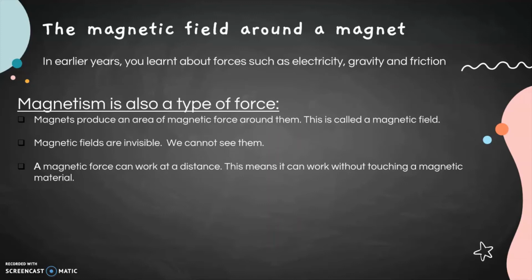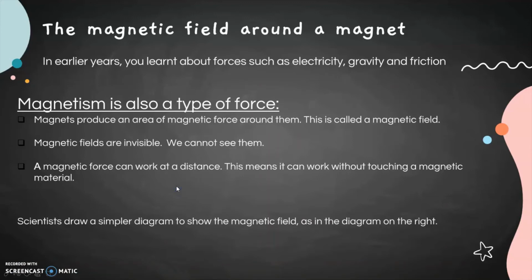Magnetic fields are invisible. We cannot see them. A magnetic force can work at a distance. This means it can work without touching magnetic materials. Scientists draw a simple diagram to show the magnetic field, as in the diagram on the right.